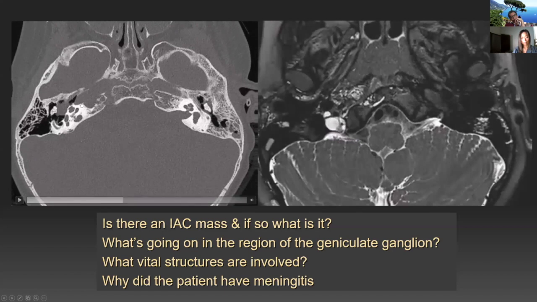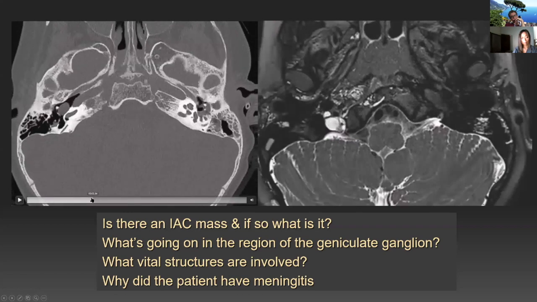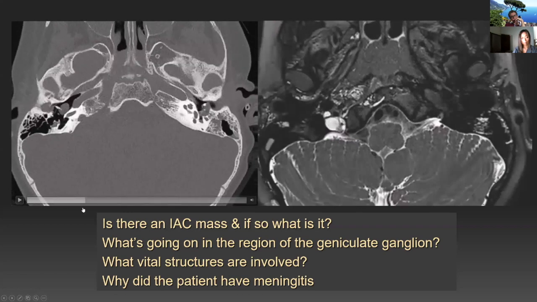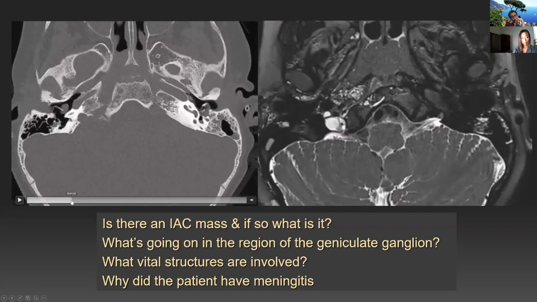In terms of vital structures, very concerning was erosion of the carotid canal, as seen here on both sides. And also the carotid canal could be seen protruding into the middle ear space.